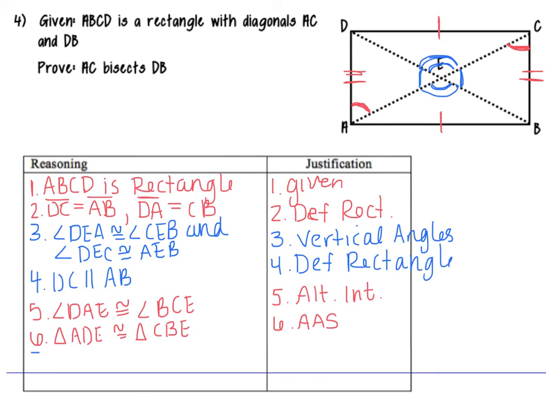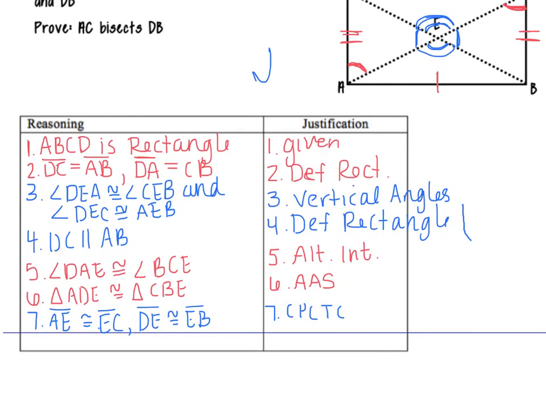So I'm saying that AE is congruent to EC, and that DE is congruent to EB. And remember that for congruent parts, we can say congruent parts of congruent triangles are congruent. We can just write CPCTC. Okay? All right, so close to being done.